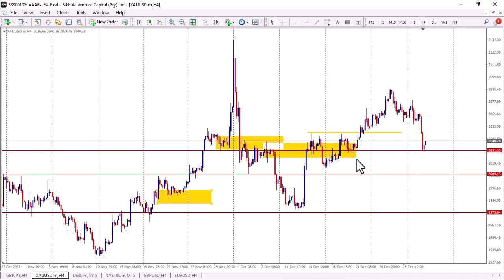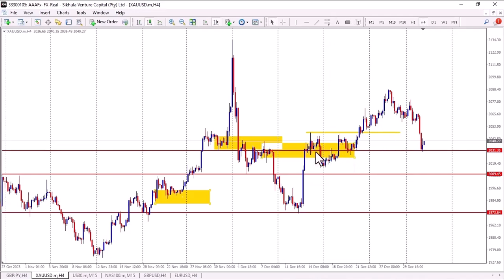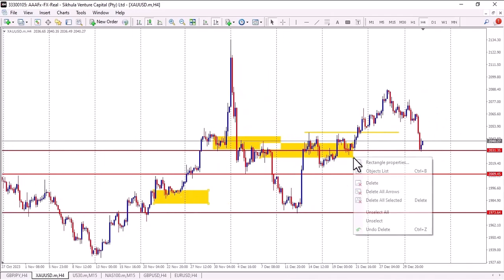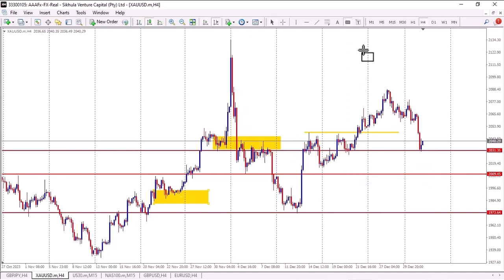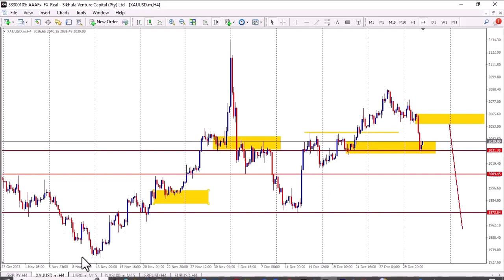Then the next one is going to be the demand, which is this area, but price breaks that and continues going up. And if you can clearly see, this is the high that was taken out by this same price action. So what you are waiting for is very simple. You're waiting for price to retest this particular zone. Then you wait again for price to come back here and maybe continue going down.